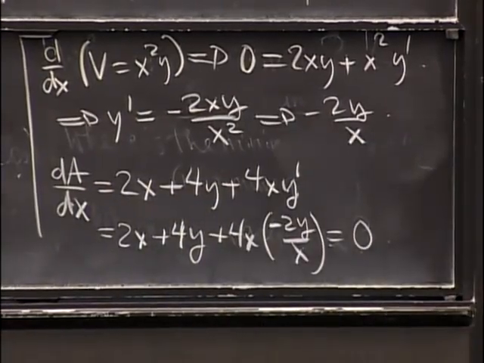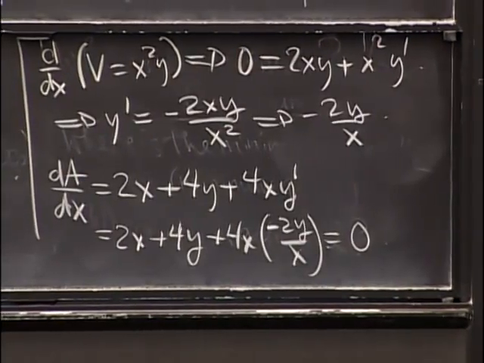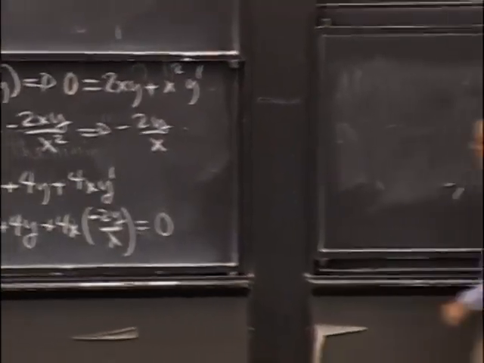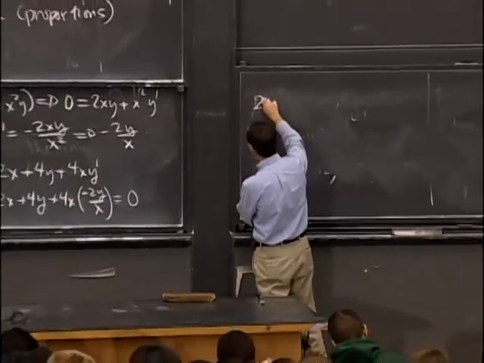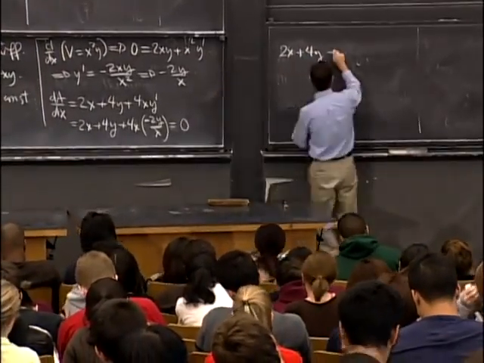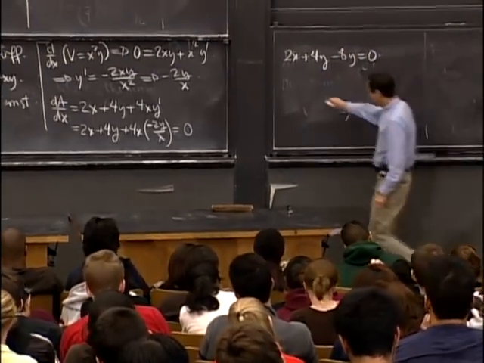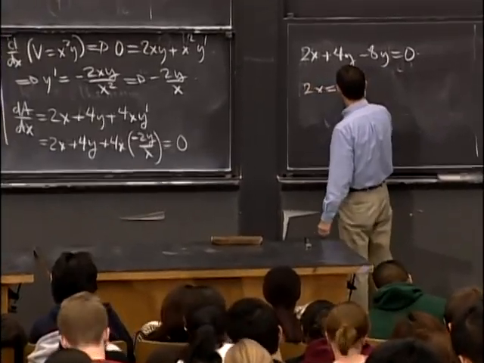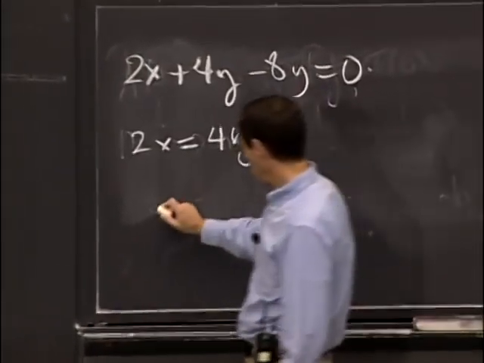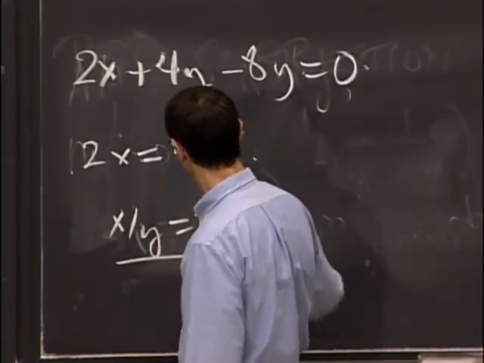And so let's gather that together. So what do we have? We have 2x plus 4y, and then altogether this is 8 minus 8y equals 0. So that's the same thing as 2x is equal to 4y, right? The minus 4y goes to the other side. And so x over y is equal to 2.